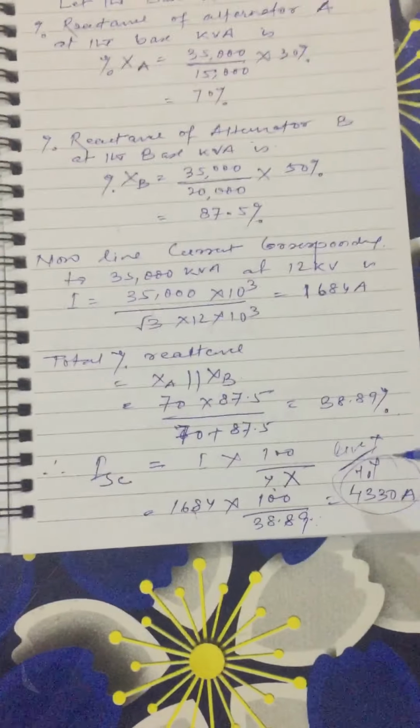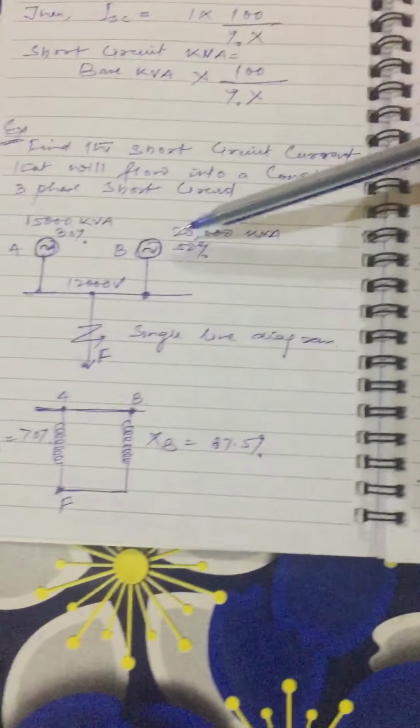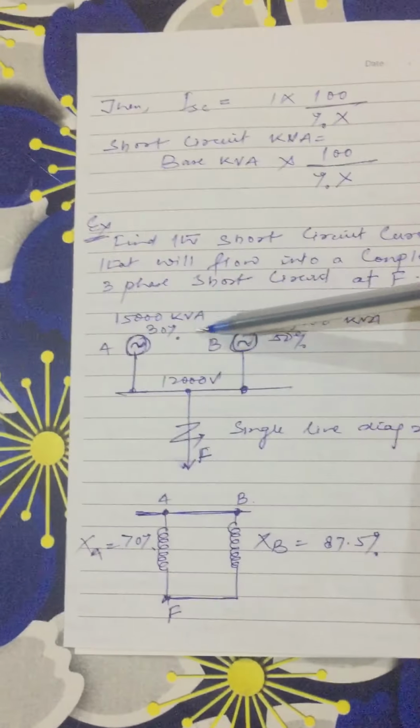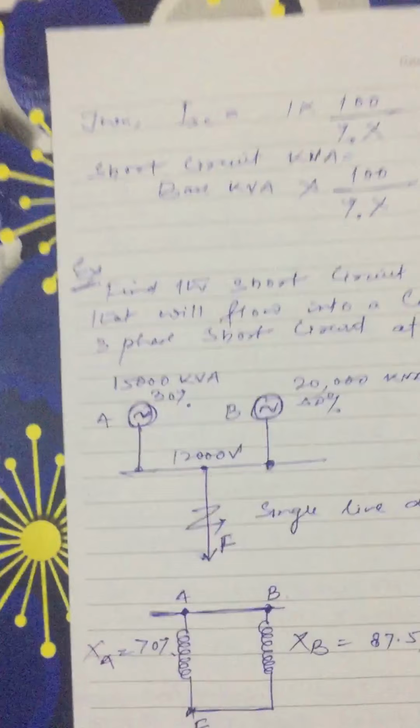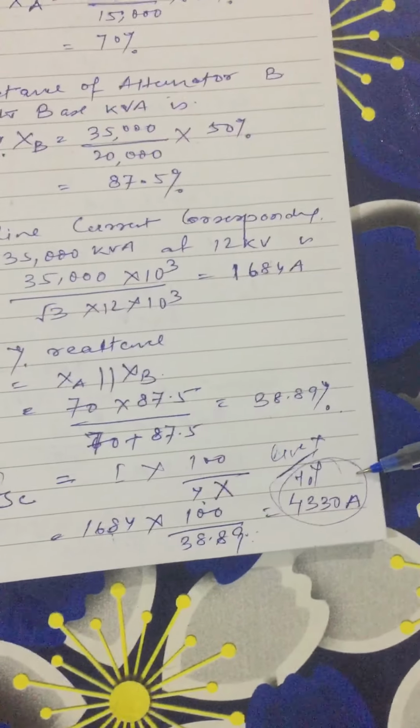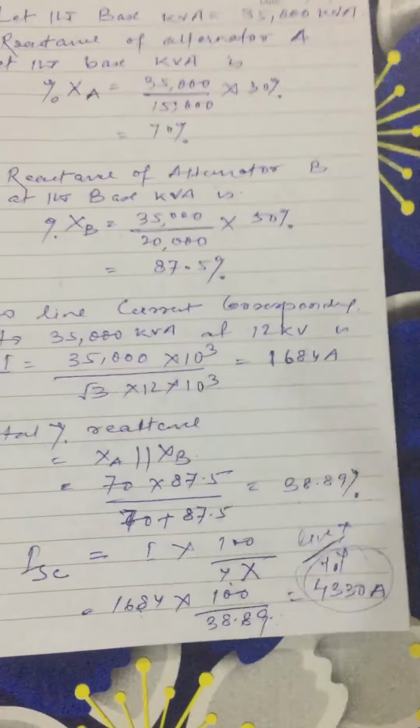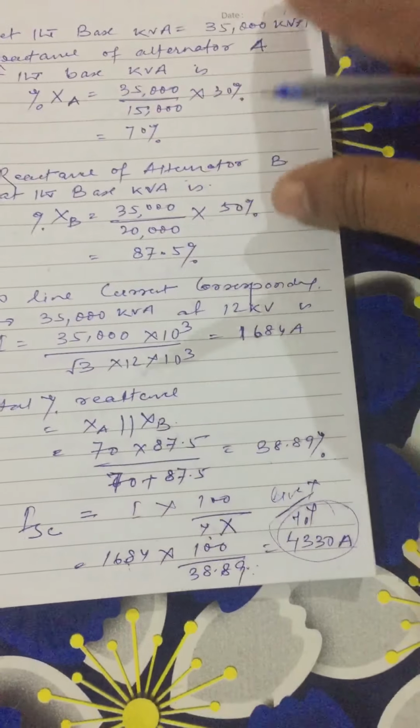This is our fault current when A and B are parallel with each other. So the fault current contributed by both A and B will come as 4330 ampere. Friend, I want to show you another method for the same question.